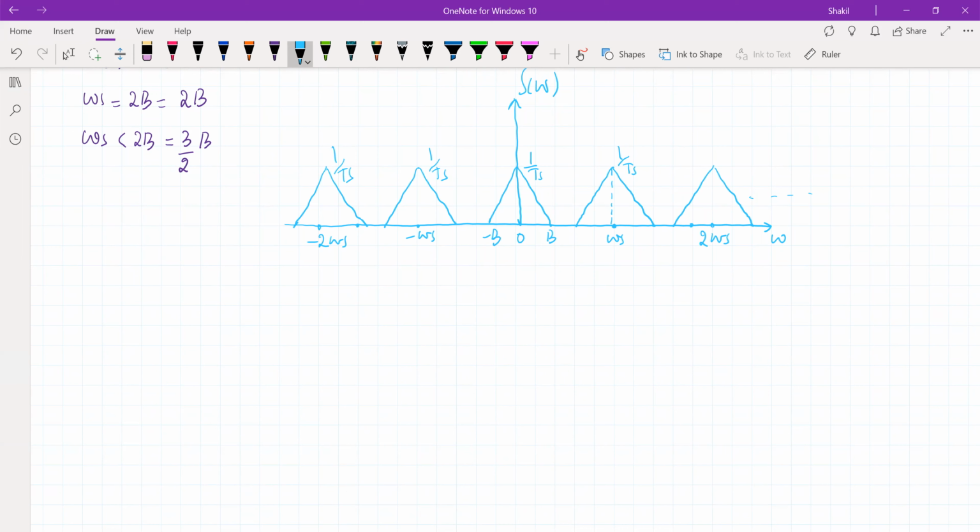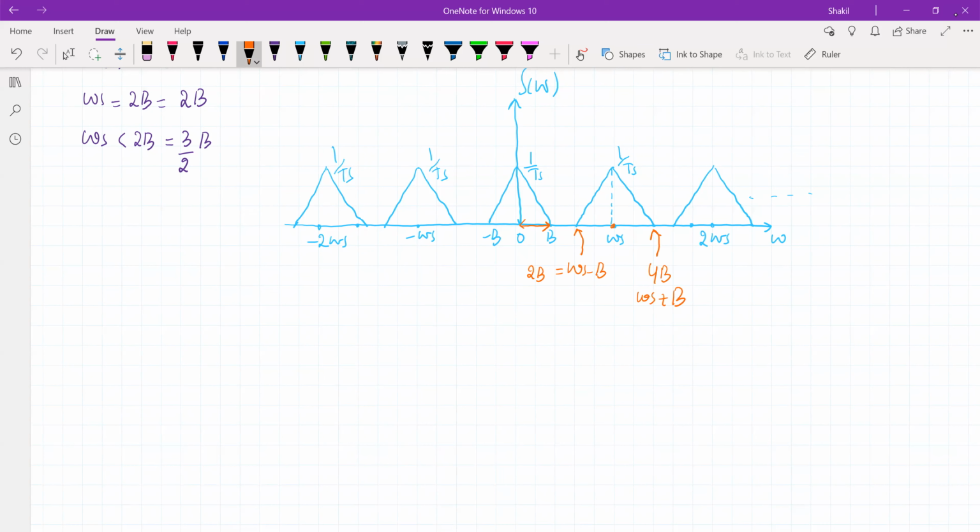All right. You can see now. Before I proceed to the next case, how much is this value? If this is B, this is omega s. How much will this be? See, the difference between this and this is B. So if this is omega s, this will be omega s minus B, right? Or you can say this is 2B here. For this case, this is 2B, because omega s is 3B. So 3B minus B is 2B. Same way, what is this? This will be 4B. Or you can say this is omega s plus B.